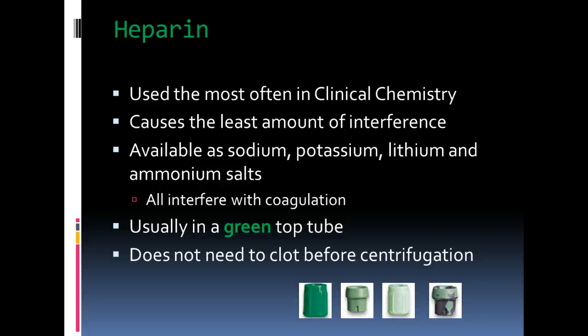So I'm going to give you a quick run through each of these types of tubes that you might see. You're going to get these again in the phlebotomy course, so this isn't going to be the only time you ever see it. But heparin tubes are used most often in clinical chemistry because we don't have to wait for them to clot. You can centrifuge them right away. They sometimes have sodium, potassium, lithium, or ammonium salts in it. The most common one we use is called lithium heparin. Okay, lithium heparin tube. It's in a green top. We don't have to wait for it to clot. It is great for stat testing.